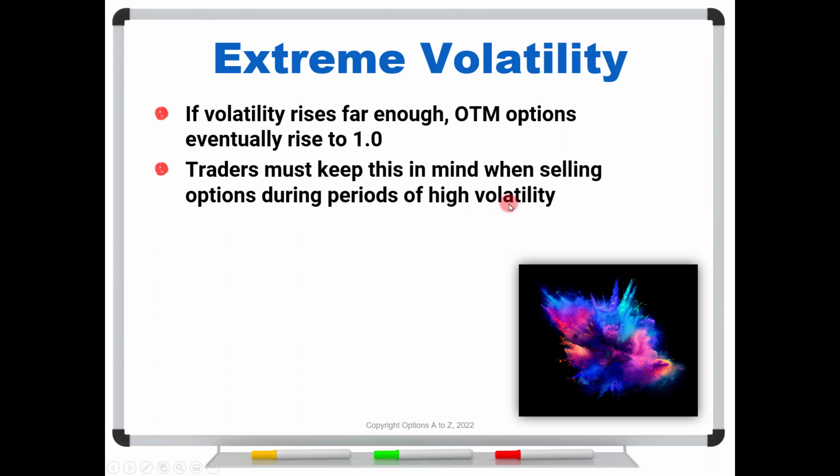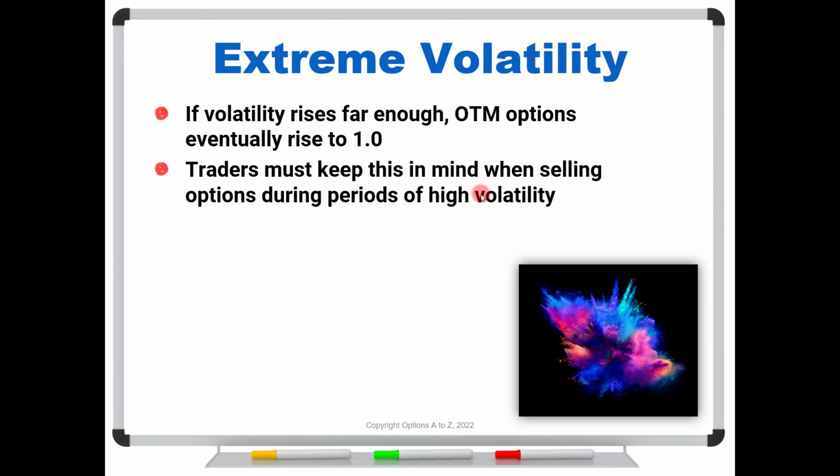Actually, you need to keep that in mind anytime you're selling options because you might unexpectedly enter a period of high volatility. But if you're already in a somewhat volatile market, you have to realize it might get worse. And if that happens, don't think that these option deltas are going to be limited to 50.